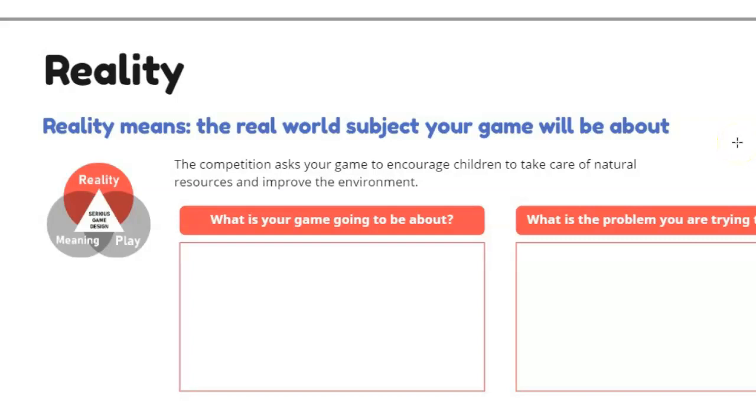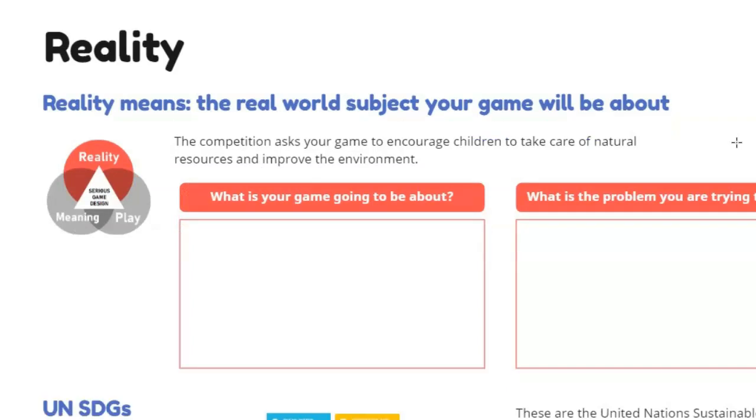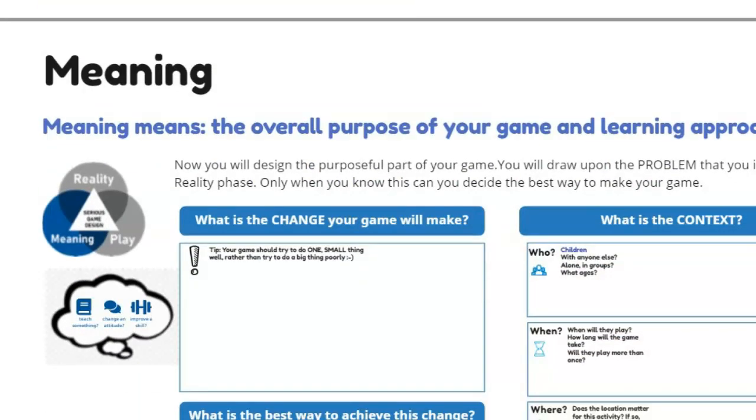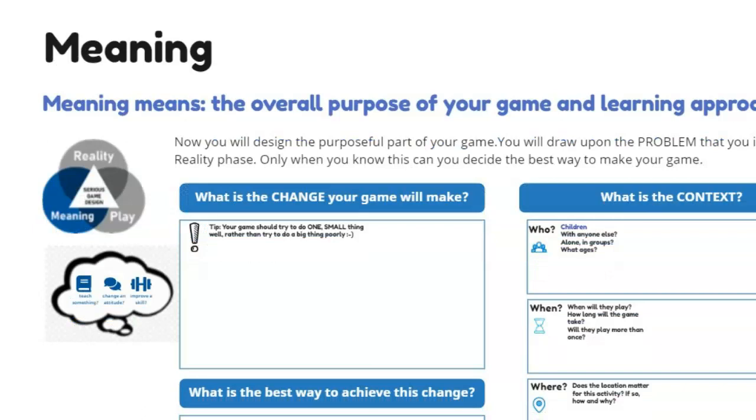So I've tried to make it simple enough that the children can come up with their own ideas and really rigorously produce a game, but without leading them too much. So the reality is the real world subject that the game is going to be about. So what is the game going to be about? Basically, what's the problem that you're trying to solve? Then meaning, this is really focusing in on what is the change that you're going to make.